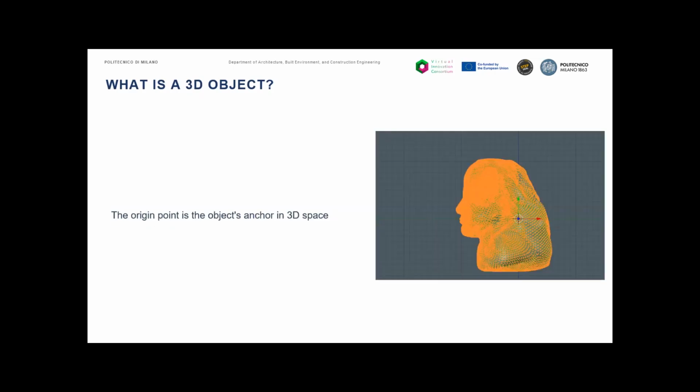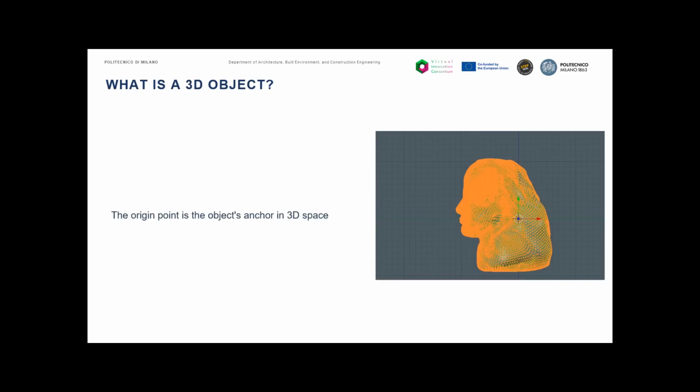So still, what is a 3D object? A 3D object also has the origin point, which is the object's anchor in three-dimensional space. It's the point around which rotation, scale, and transformations are applied, and the point that corresponds to the zero position in the object's local coordinate system. Here, it's important to clarify that there's a local coordinate system of the object, and there's the world coordinate system. So we will use both.